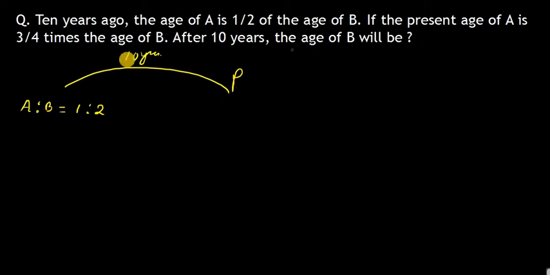If the present age of A is 3 by 4 times the age of B, present age of A to B... it's not a question, it's 3 by 4 times. So 3 by 4 means 3 is to 4 times the age of B.